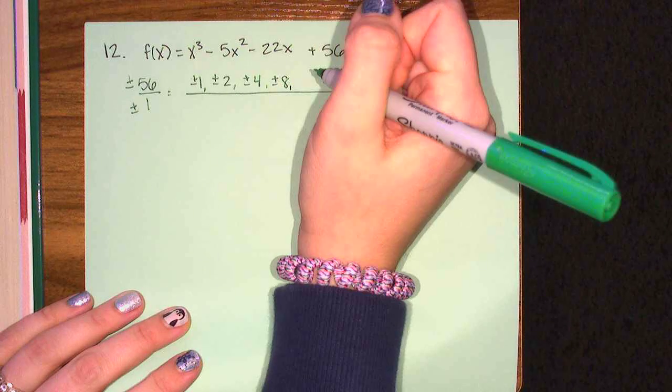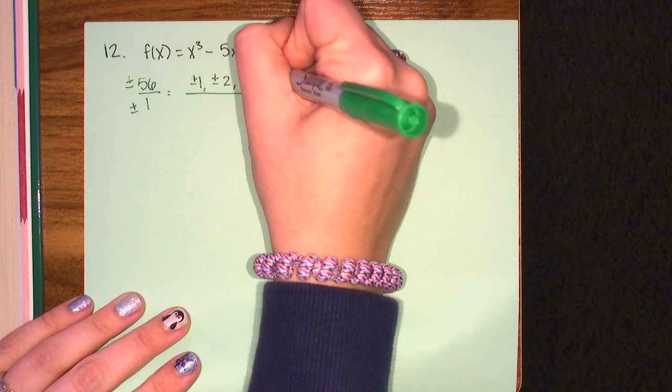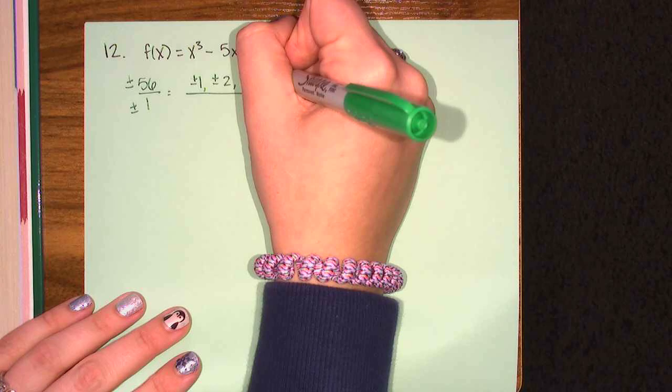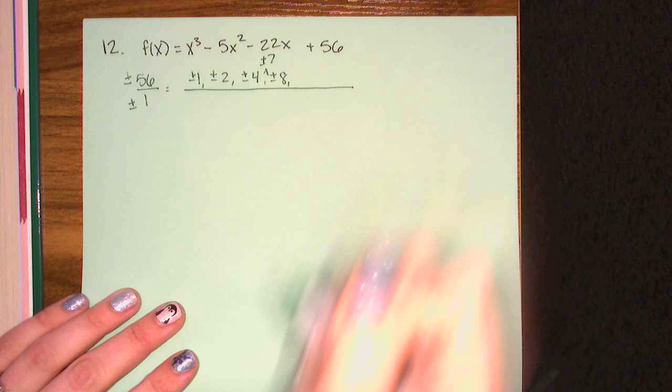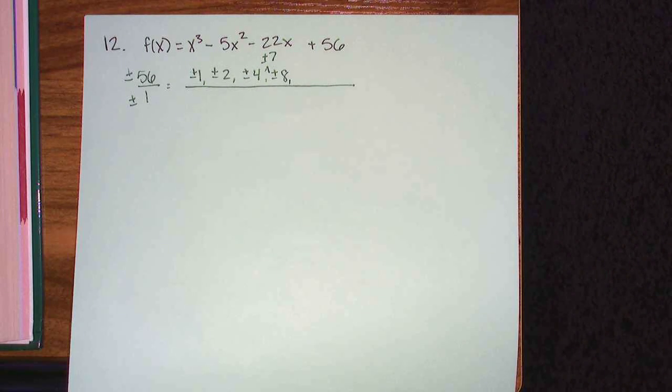You're missing one. 6 and 9 is 54, but 7 and 8 is 56. So we need 7. I didn't hear 7, but maybe you did.